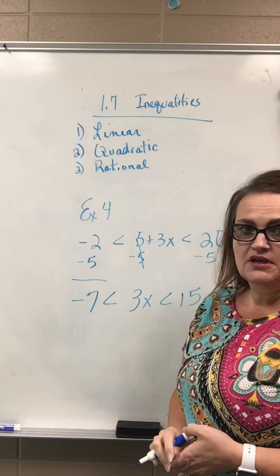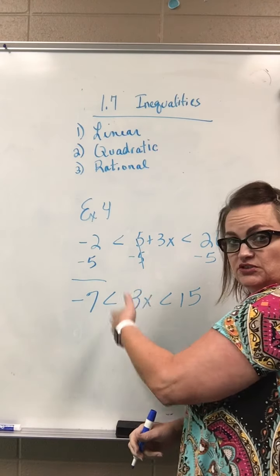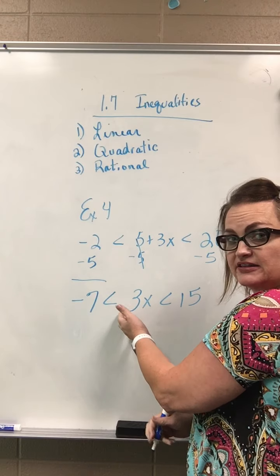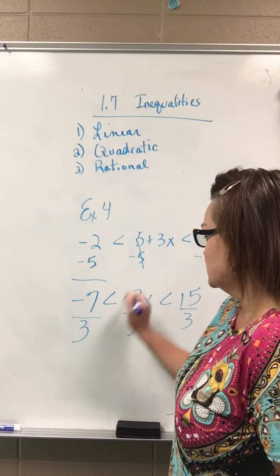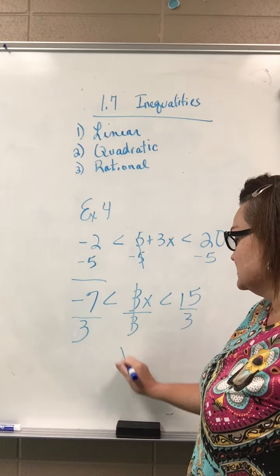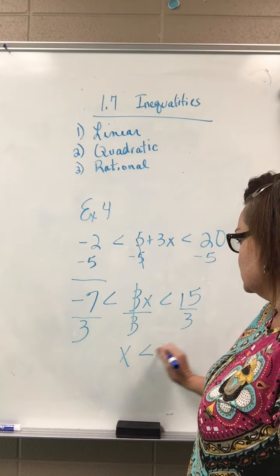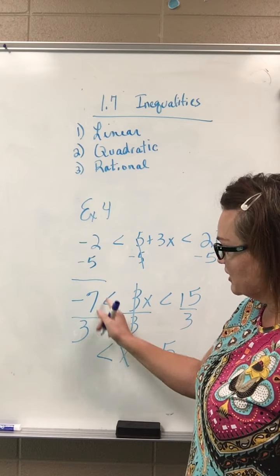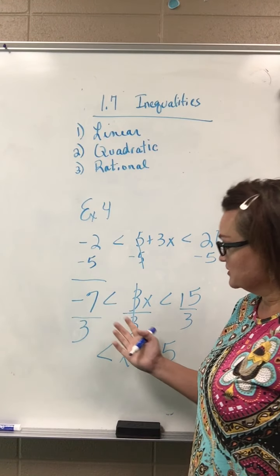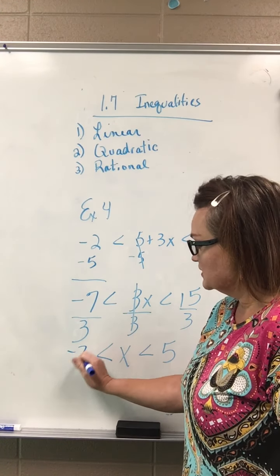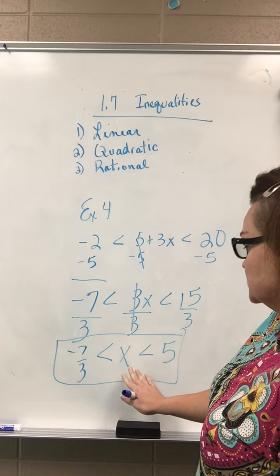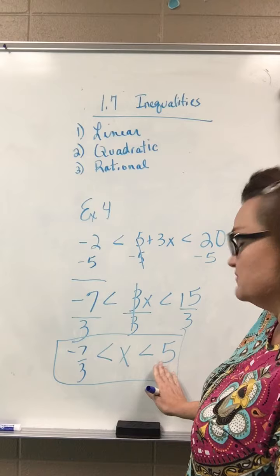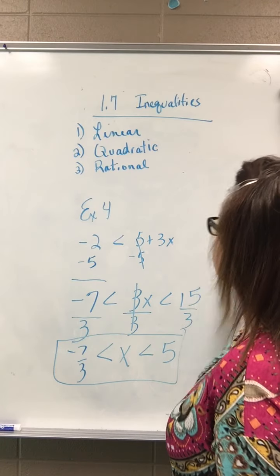Then I want to get x alone, still working towards that goal, by dividing by this 3, the 3 in the middle. So divide everything by 3. And now we have x isolated as regular x in the middle. It's less than 5. And then greater than, if you read it from x's perspective, x is greater than negative 7/3. Or we can think of it as saying x is between negative 7/3 and 5, a between answer.